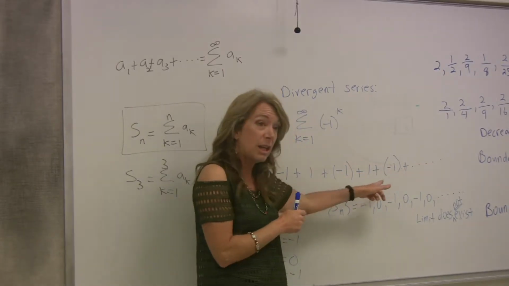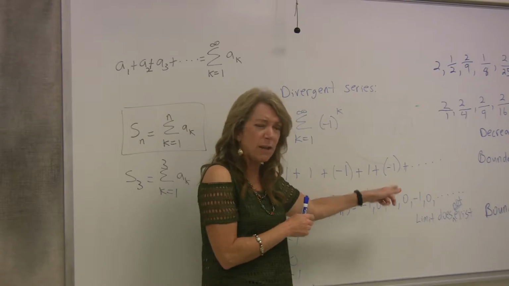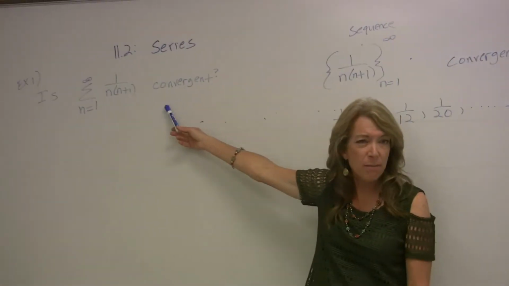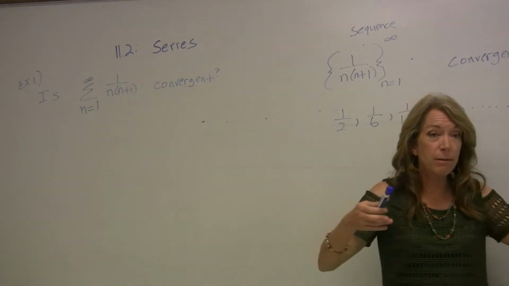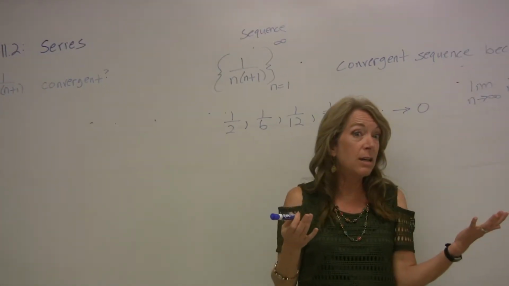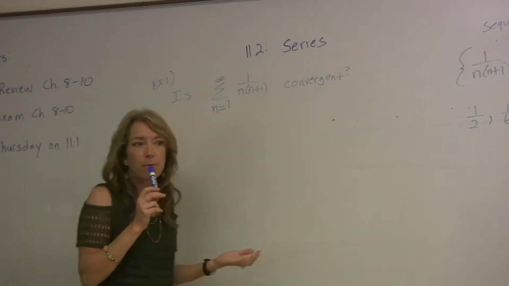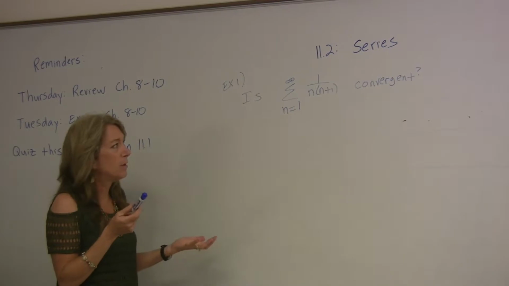These aren't approaching anything. Gotcha. See the subtle difference? So that's the question. If we add these all up, am I approaching something? Or am I alternating and bouncing around? Am I blowing up to infinity? We don't know. So the question is, how do I answer it? How do I determine what's going on here?